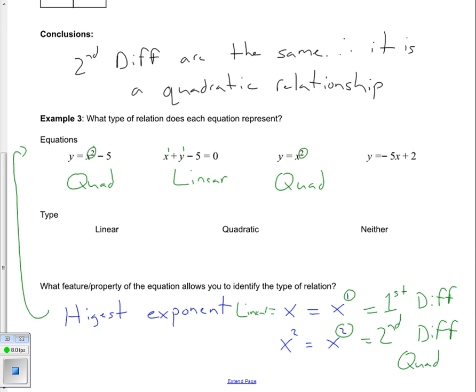And again, we've got y is equal to negative 5x plus 2. So again, what's the highest exponent? Well, it doesn't look like there are any exponents written. So when there's no exponent written, then the exponent must therefore be a 1. Okay, and so therefore the highest exponent is 1, making this equation linear. Okay, so working with just the equation, you can determine whether it's quadratic, linear, or neither one by again looking at the value of the highest exponent in that particular equation.